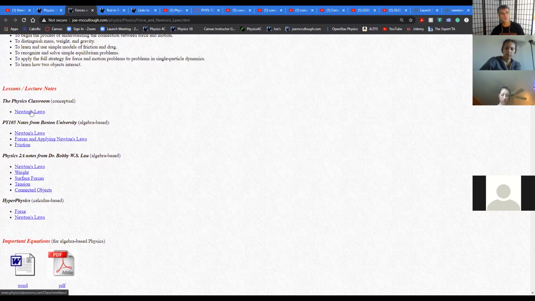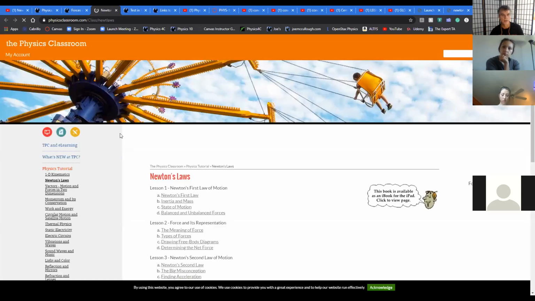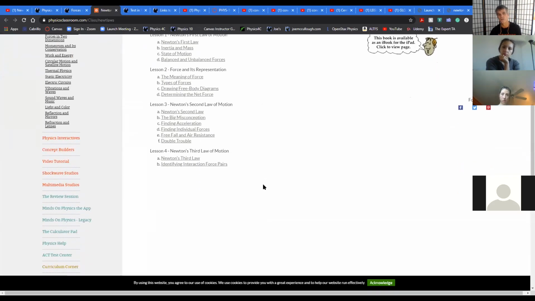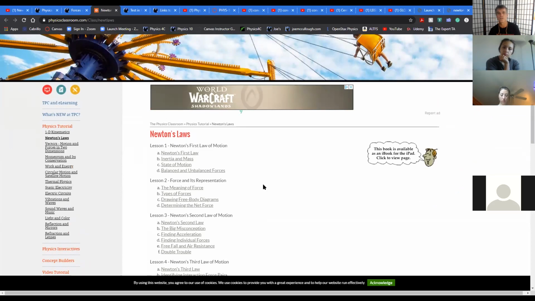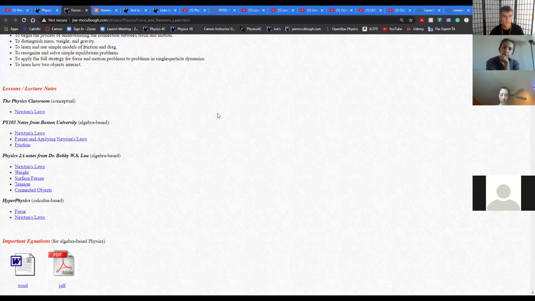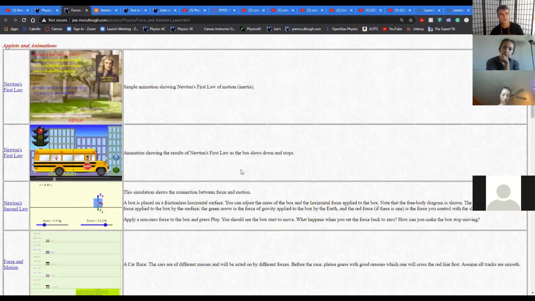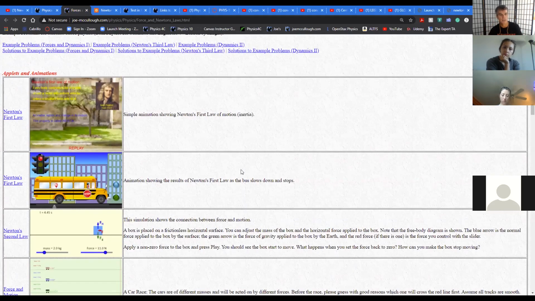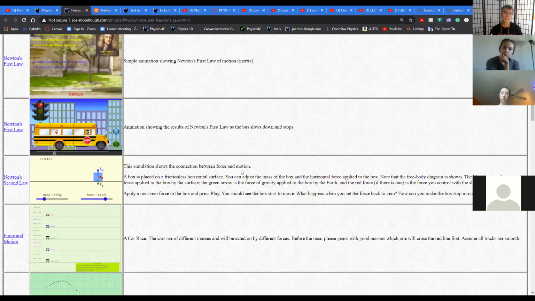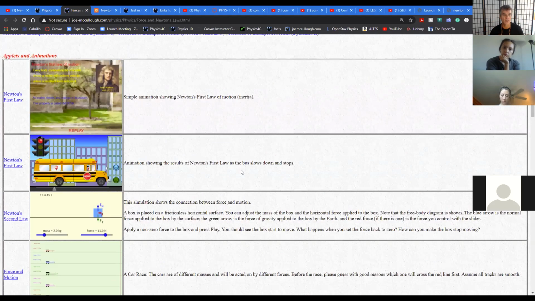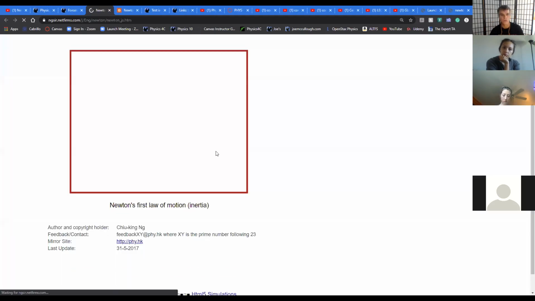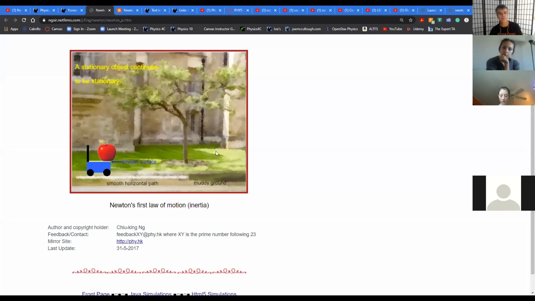So since we're studying Newton's laws, if you want more information, click on Newton's laws, and it'll take you to a site that's got all sorts of information on Newton's laws, which are appropriate for conceptual physics. Another thing that's really nice is I have a bunch of applets and animations. A lot of these are more mathematical, so they may not apply to conceptual physics, but oftentimes in class, I'll show an animation. When I do, you know that you can access them on that page.